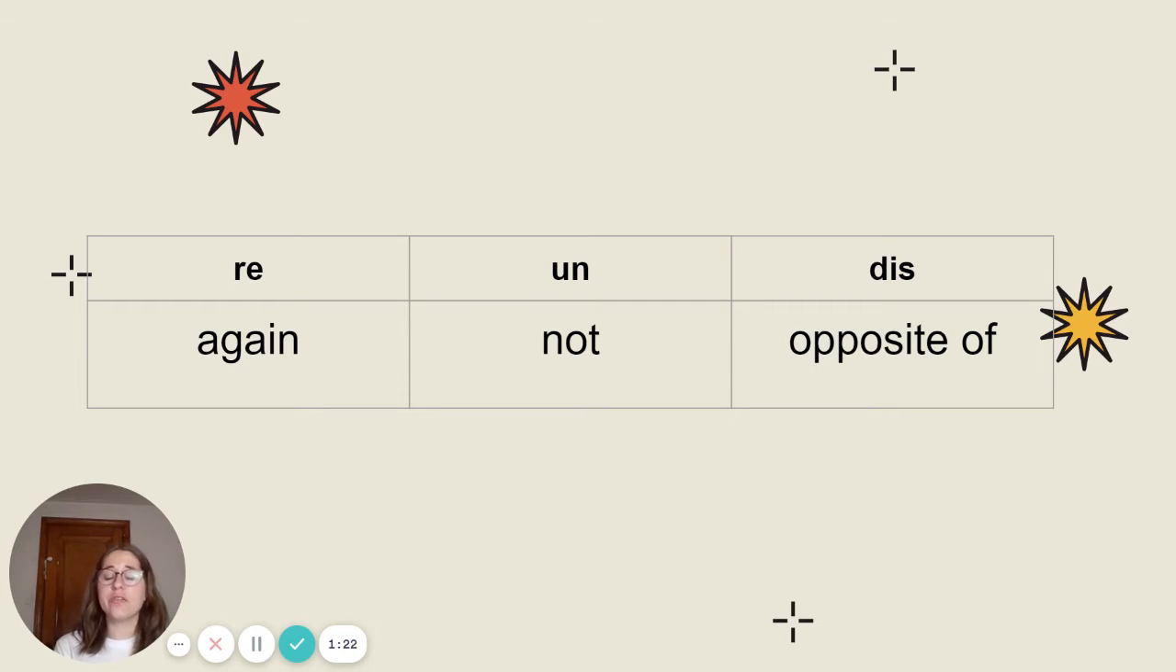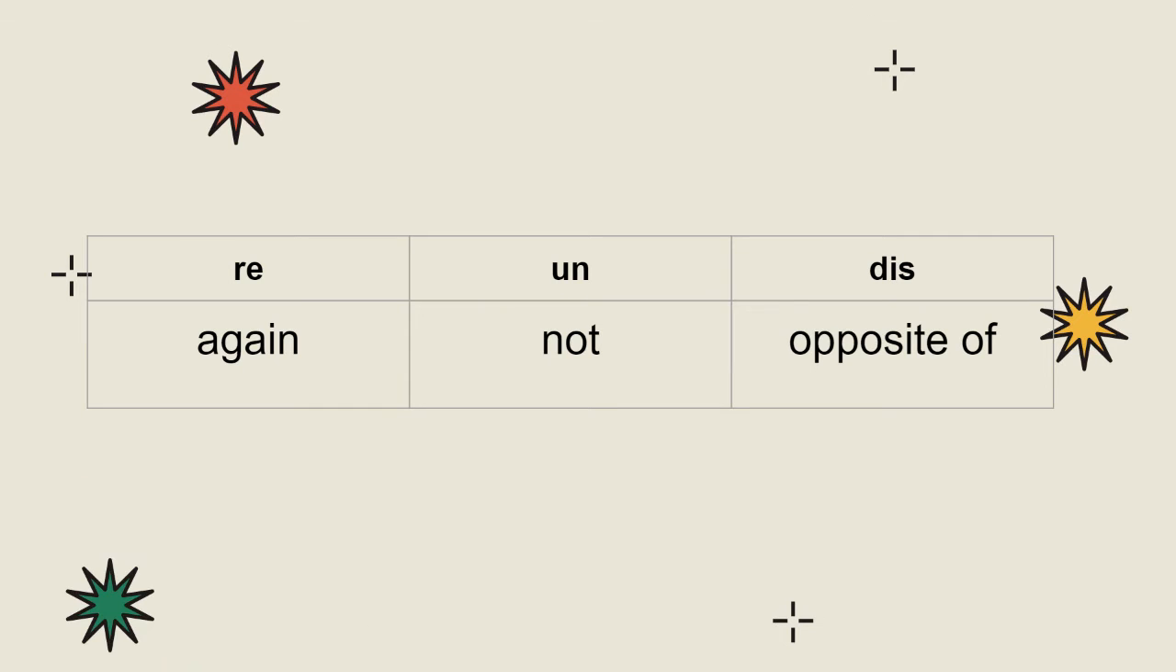Go ahead and write down your prefix chart. Prefixes we're looking at today are re, un, and dis. Re means again, un means not, and dis means the opposite of. We're going to go ahead and work with those prefixes today.